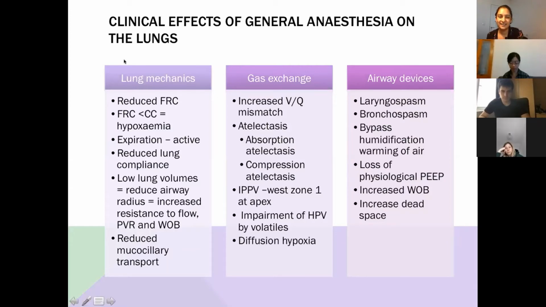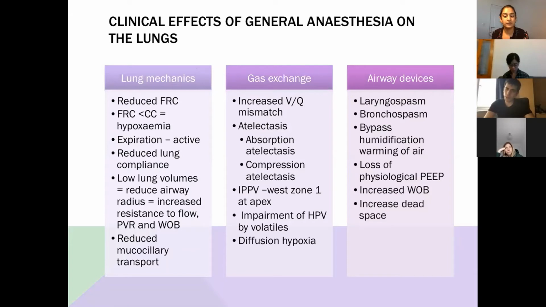And lastly, airway devices. Putting an airway device in any patient can cause a risk of laryngospasm, also a risk of bronchospasm, especially in those who have reactive airways, such as asthmatics or smokers. Inserting an airway device bypasses the normal humidification processes that occur in the nose and the pharynx. So using an HME filter in all patients is extremely useful and kind of a must.